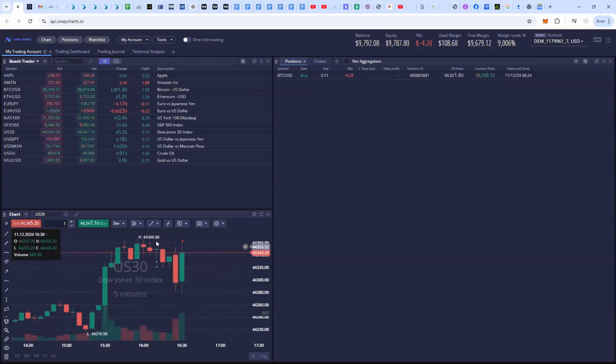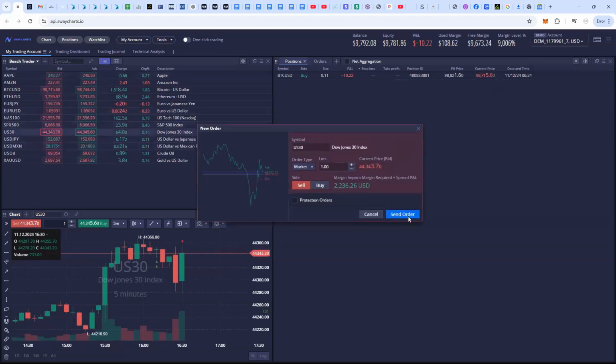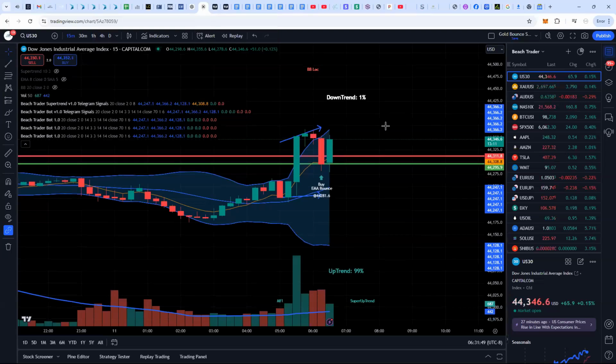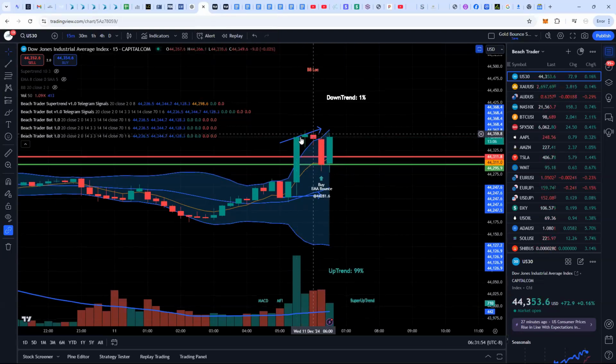Now what we want to do is, we see that this is the top right here. We're going to go ahead and take US 30 going back down. So get in US 30 for a sell. Let's go look at this perspective right here. We see right here that there's a jam up, and so we want this to go back down.